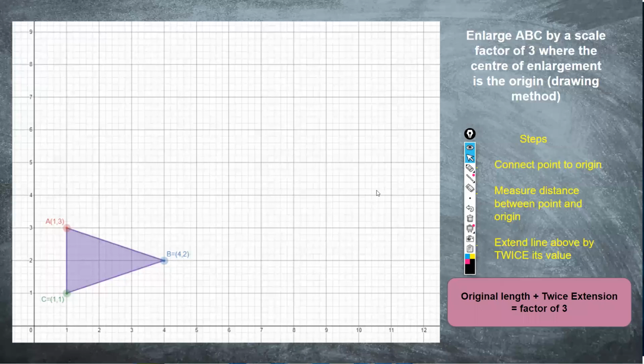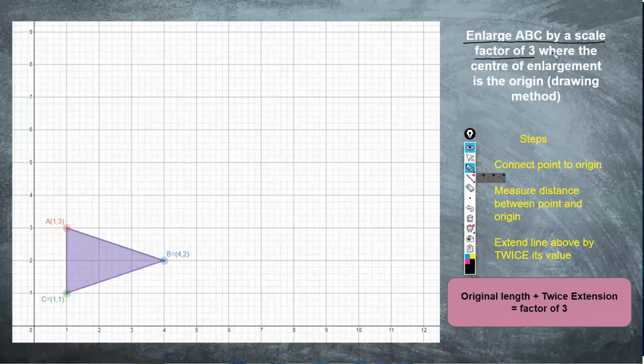So let's read through the instructions here. They want us to enlarge ABC by a scale factor of 3. So whenever you're trying to enlarge something, obviously we're trying to make it 3 times larger. So simple English, right? That means at the end of the question, the triangle is supposed to look 3 times larger. So that, at least, will give us an idea if we're on the right track. Now you have to read the rest of the question.